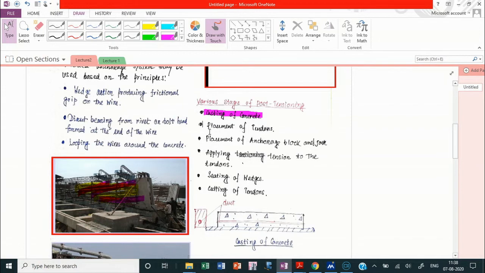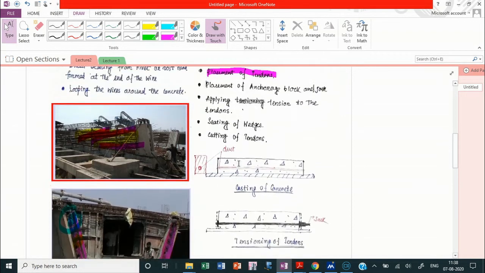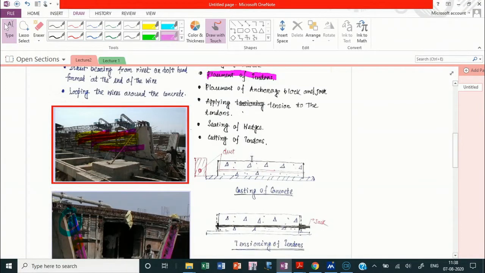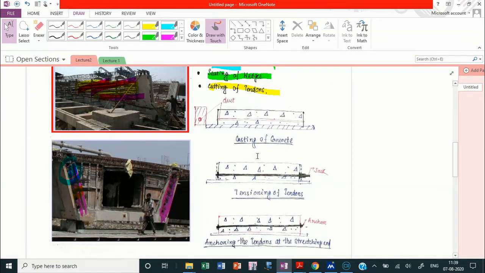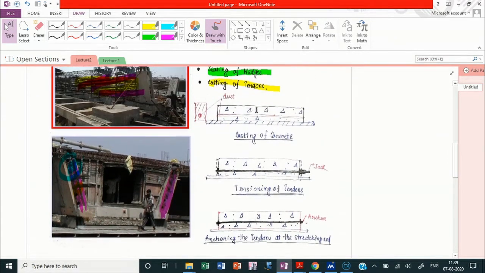Second thing is the placement of tendons, and third is the placing of anchorage blocks and the jack, and fourth is applying tension to the tendons, and fifth is setting of wedges, and sixth is the cutting of the tendons. So these are the stages.